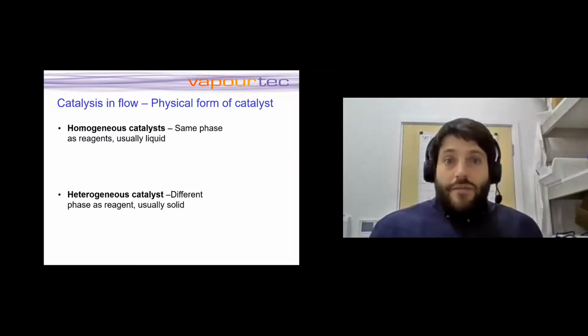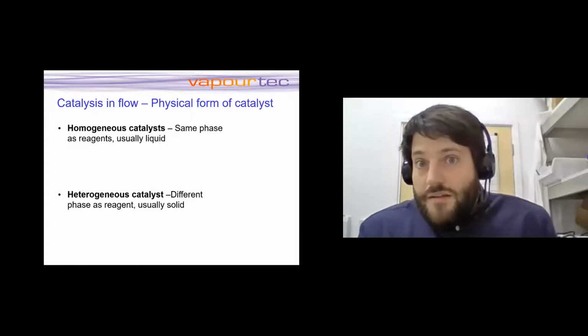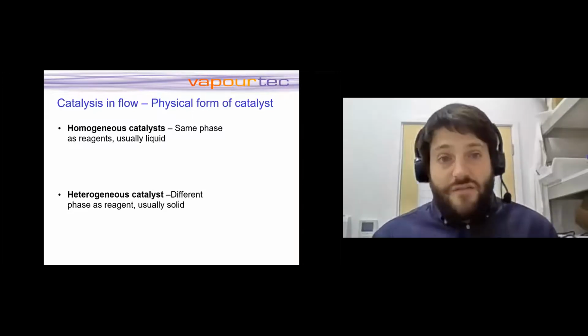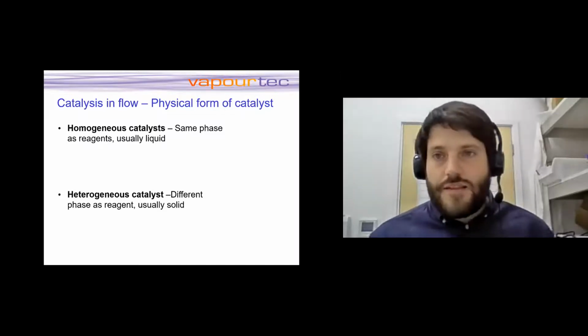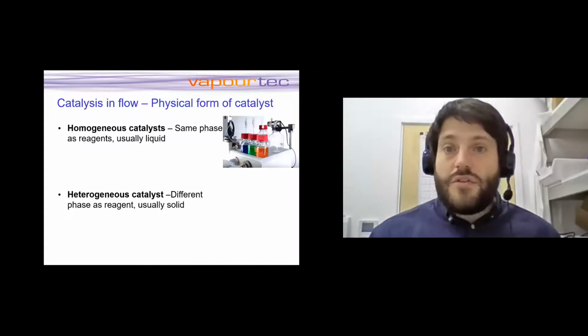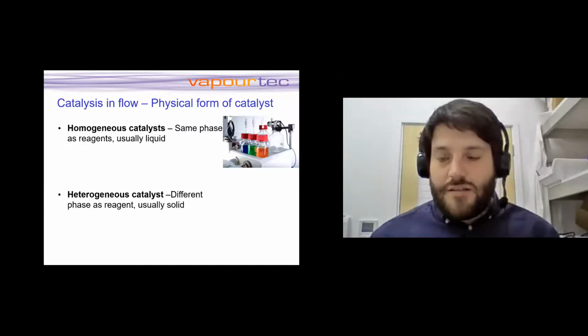Looking at the type of catalyst, we can obviously group them in two main categories. We can either have a homogeneous catalyst that is in the same phase as reagents, and for the purpose of this webinar, we can just consider liquid homogeneous catalysis processes. These are the most simple ones to deal with. They are liquid. Flow chemistry systems can pump liquids very simply. So this will be just pumped as a reagent.